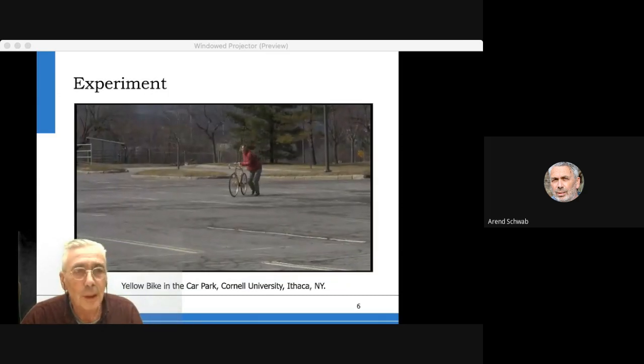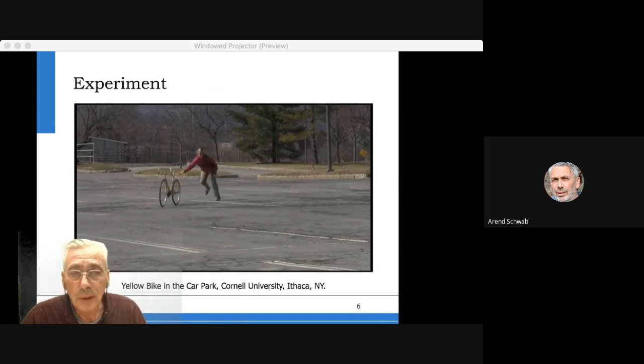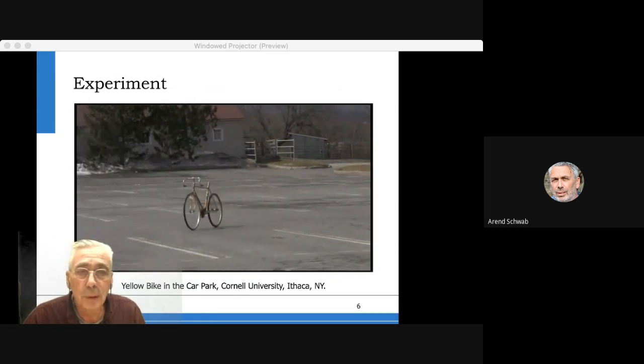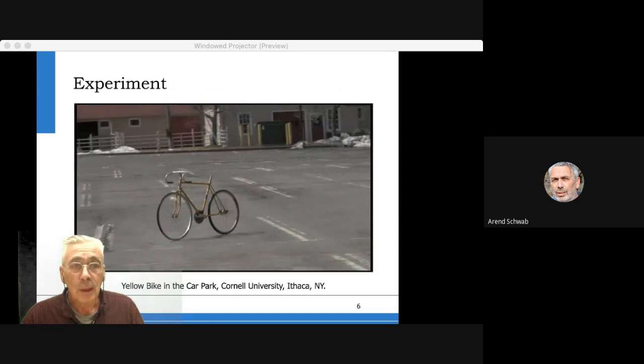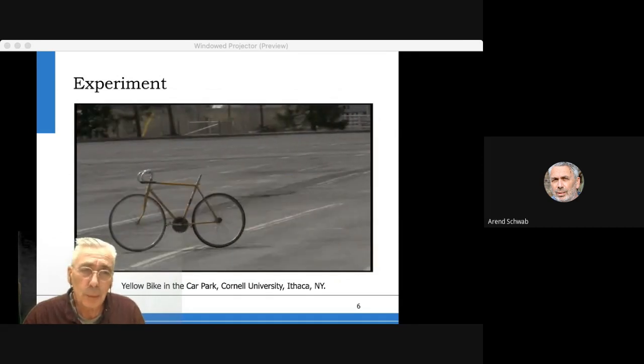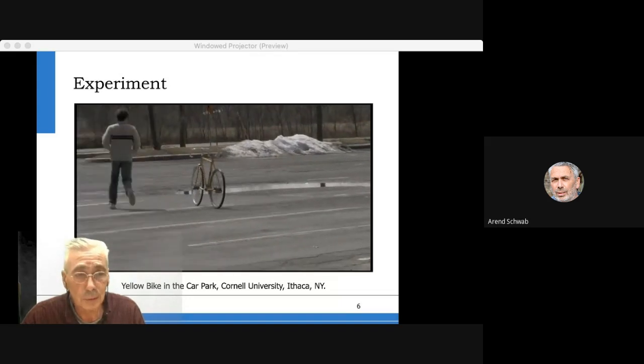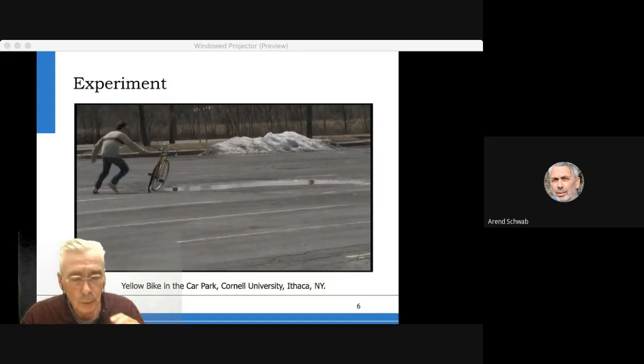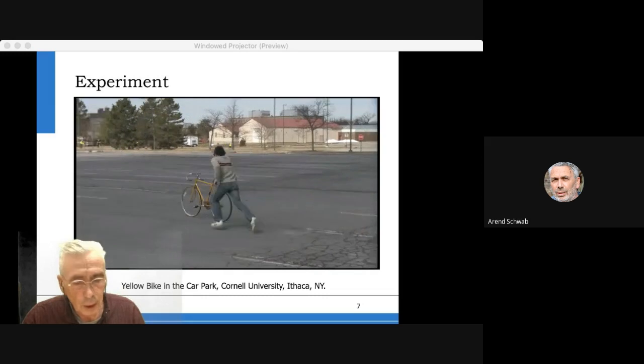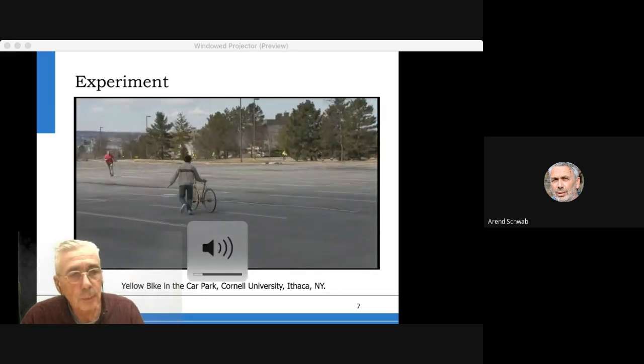Here is a bike, a random bike in a car park. We propel it forward, it stays upright. So highly unstable at zero speed. Given some forward speed, the bike seems to stay upright by itself. Now, we call this stable, but I would say bikes are what you would call super stable.